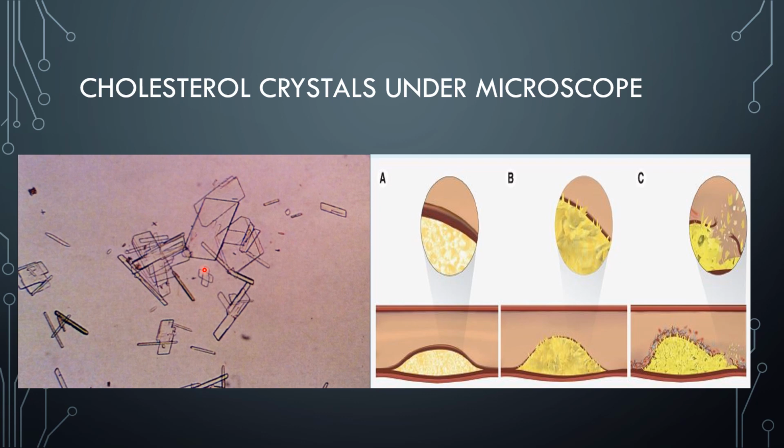So this is how the cholesterol crystals appear under the microscope. You can see they have very sharp corners. And in this diagram, you can see the plaque formation in the arterial wall. It has been proposed that these cholesterol crystals cause rupture of this plaque, leading to thrombosis.